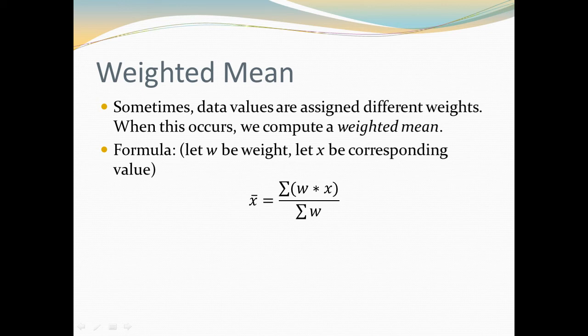We're going to let W be weight in this case, and let X be the corresponding value to that weight. So the mean is going to be the summation of all of the weights times the corresponding values divided by the summation of all the weights. A classic case with this particular calculation is GPA, and that's what we'll do on the next slide.